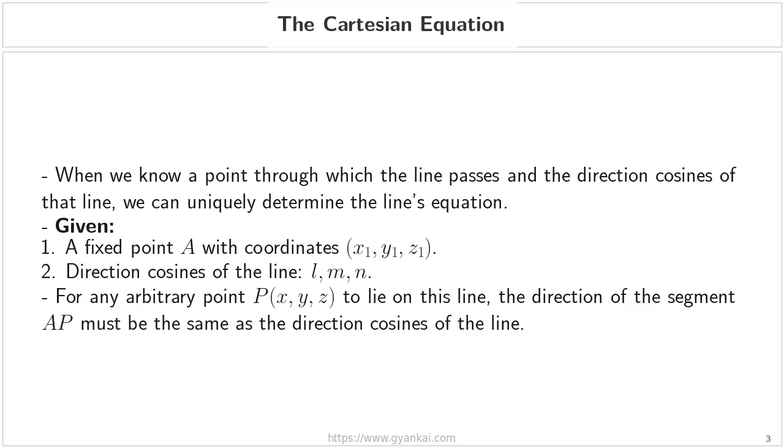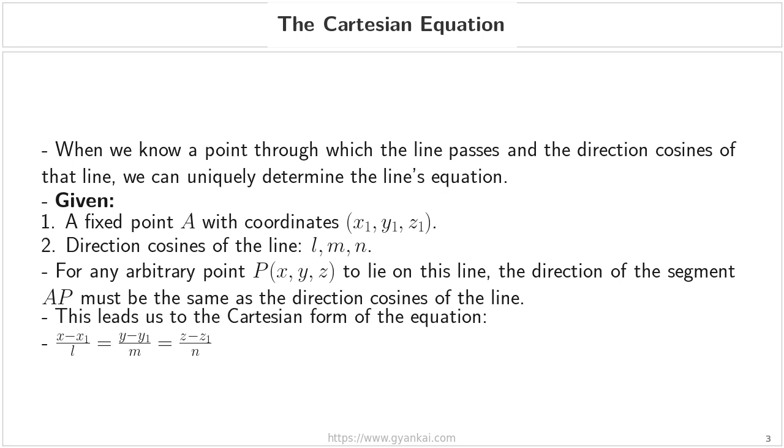Now, here is the logical bridge. Imagine there is any other arbitrary point. Let's call it point P, with coordinates x, y, and z, that also lies on this same line. For point P to be on this line, the direction of the segment connecting our starting point, A, to this new point P, must be exactly the same as the direction cosines we've already defined.